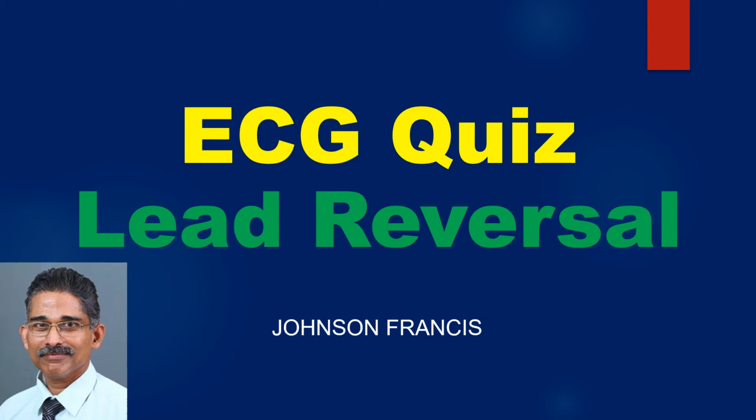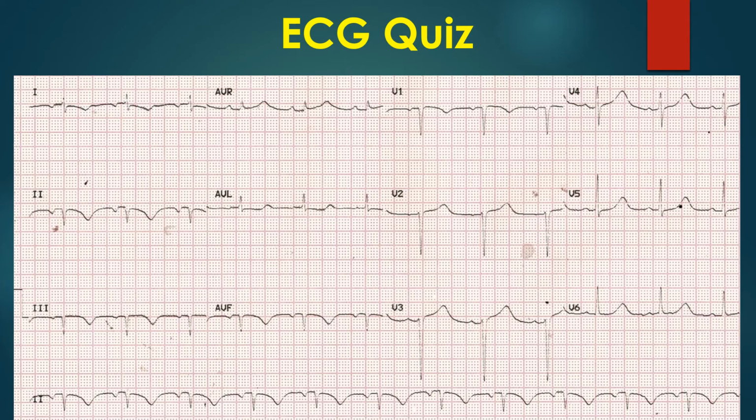Discussion on an ECG abnormality due to lead reversal. At one look, it appears like an evolved inferior wall myocardial infarction, but on close scrutiny, the inverted P waves in lead 1 and inferior leads catch your attention. PR interval is 200 milliseconds.